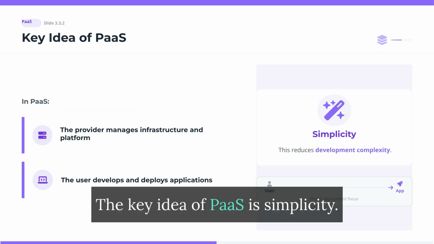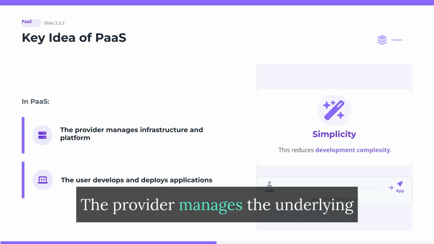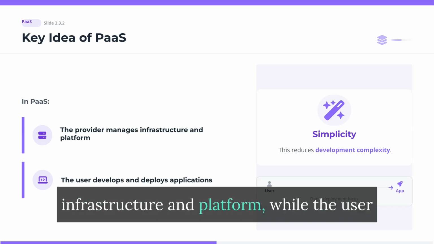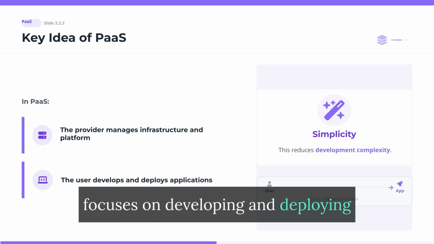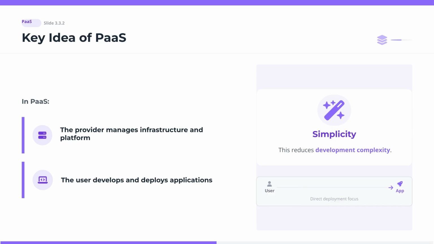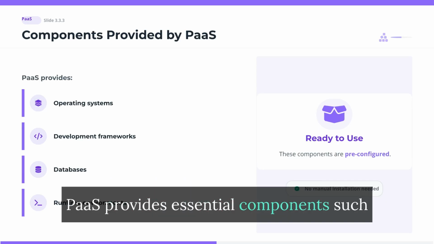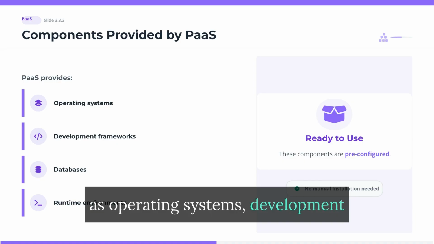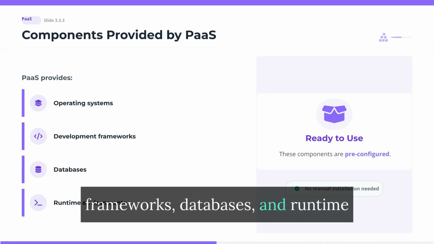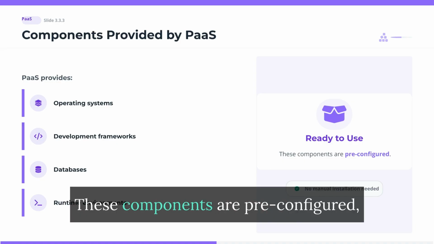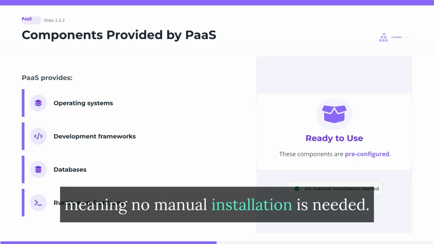The key idea of PaaS is simplicity. The provider manages the underlying infrastructure and platform, while the user focuses on developing and deploying applications directly. PaaS provides essential components such as operating systems, development frameworks, databases, and runtime environments. These components are pre-configured, meaning no manual installation is needed.